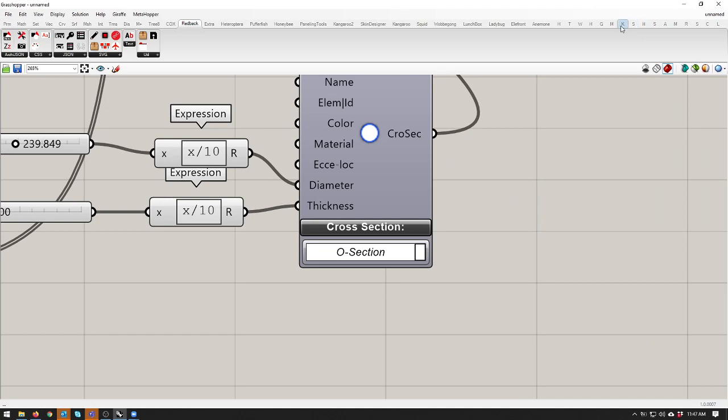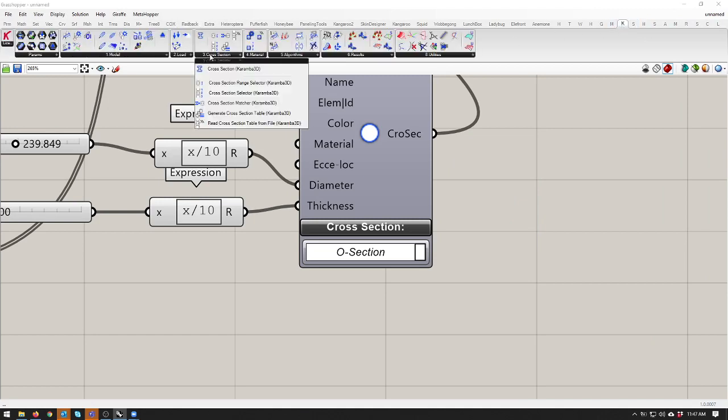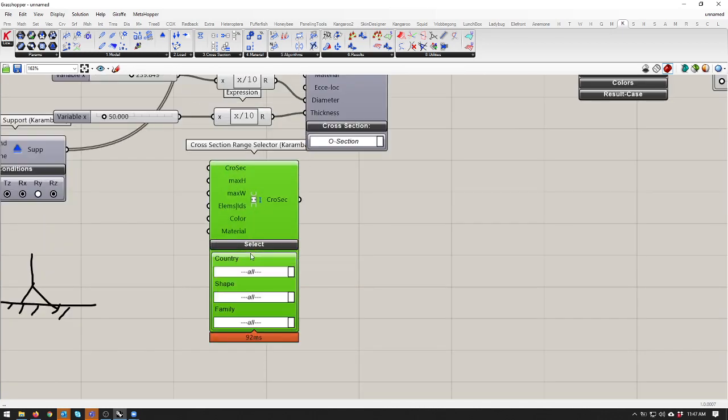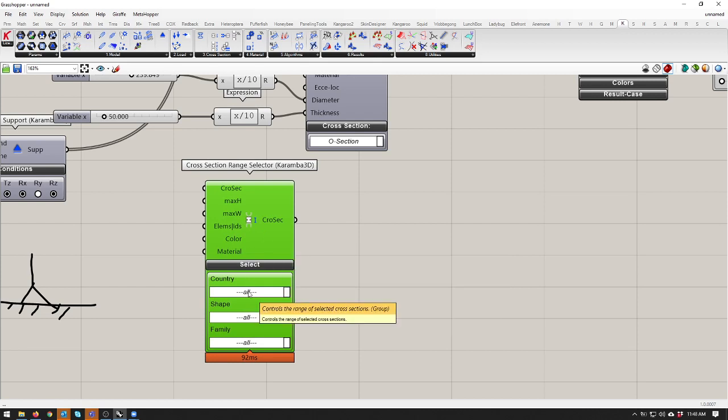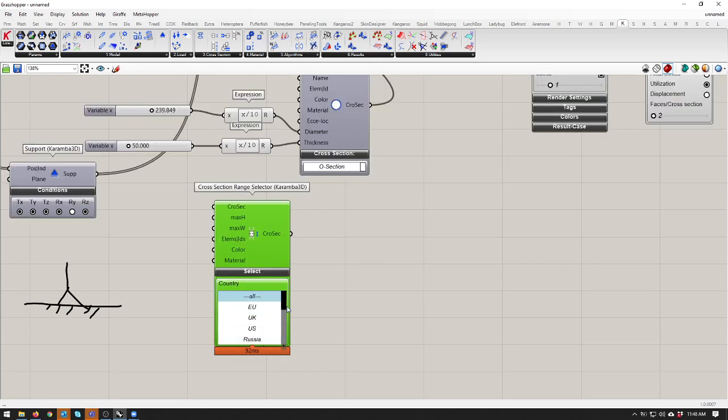Will mentioned earlier that there are tables. It's the cross range selector. Cross range. This one? Sorry, yeah, the first one. So with this component, we can filter through it and select Australian cross sections.